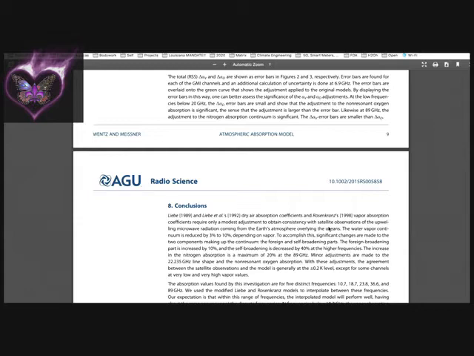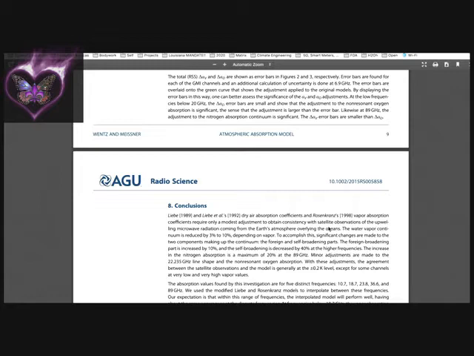The water vapor continuum is reduced by 3% to 10% depending on vapor. To accomplish this, significant changes are made to the two components making up the continuum, the foreign and self-broadening parts. The foreign broadening part is increased by 10% and the self-broadening is decreased by 40% at the higher frequencies. The increase in the nitrogen absorption is a maximum of 20% at the 89 gigahertz. Minor adjustments are made to the 22.235 gigahertz line shape and the non-resonant oxygen absorption.